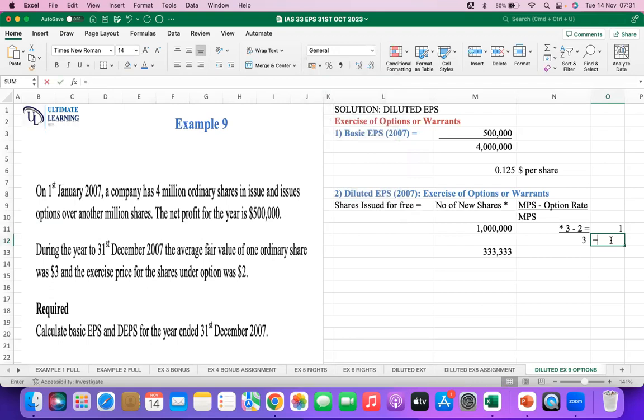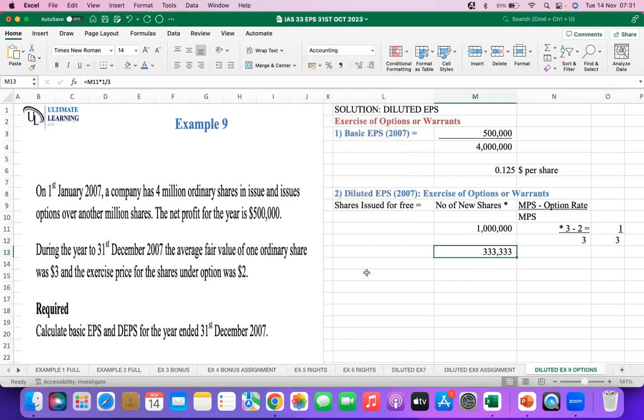And this is just that 3. So 1 over 3. So that is how we got this. That's how we got that. Okay, so that is the number of shares issued for free.